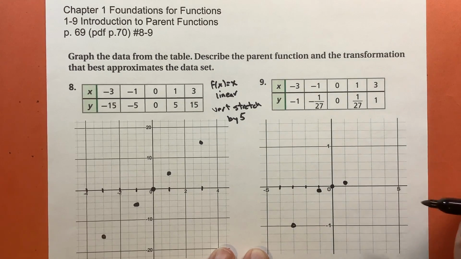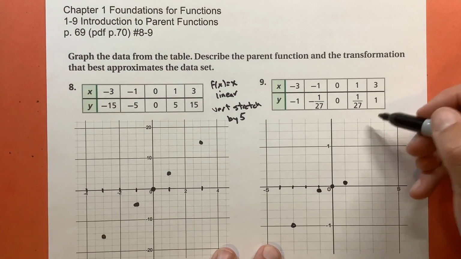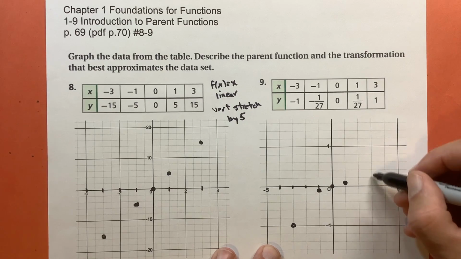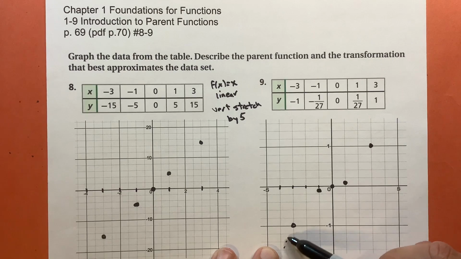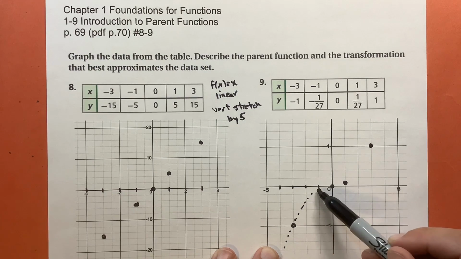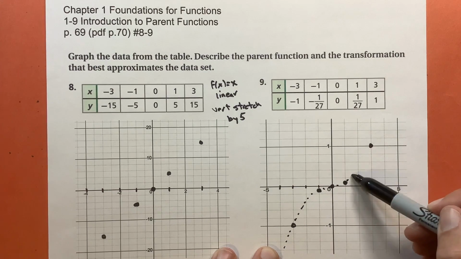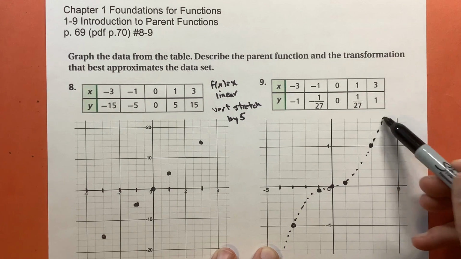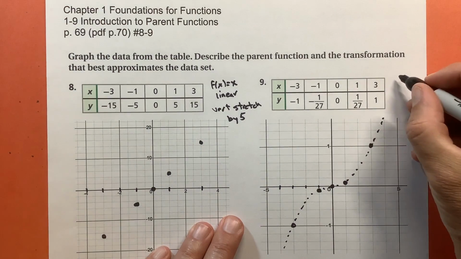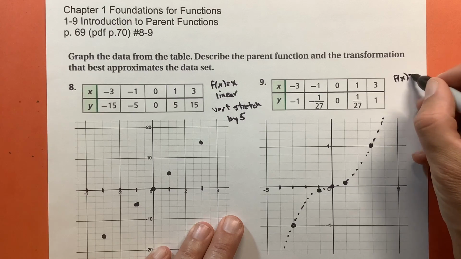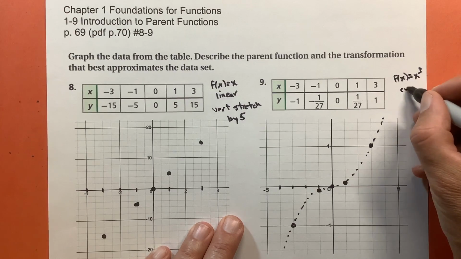And then (3, 1), excuse me. 1, 2, 3. (3, 1) is going to be about right here. So it kind of looks like this one does this. And that reminds me of the cubic. So I think my parent function is going to be f(x) = x cubed. That's the cubic family.